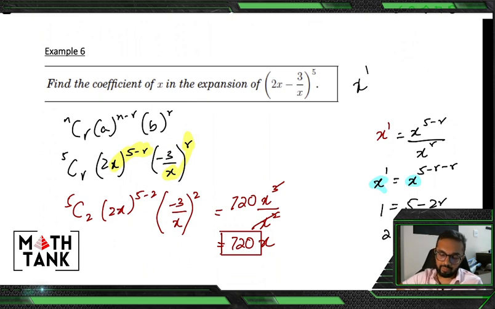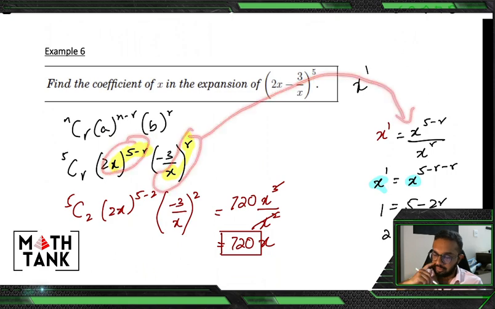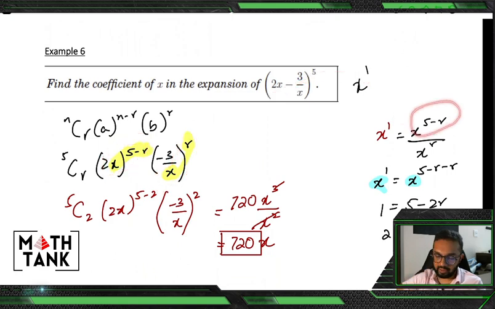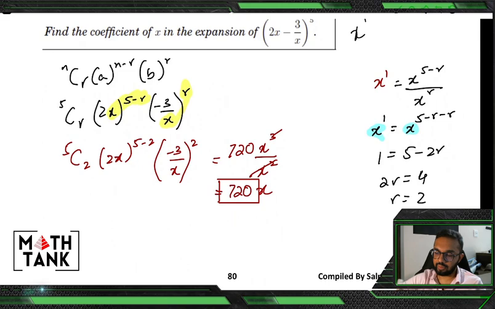Then what I do is, once I've written it in my format, I've plugged in my a and b, I take the powers of x and I take them separately here. So in the numerator I have x power 5 minus r, and in the denominator I have x power r. What do I want? I want it to ultimately become x power 1. So I solve for x power 1, and I find out that when I plug in r equals 2, I will get x power 1. So that is the term that I am looking for.